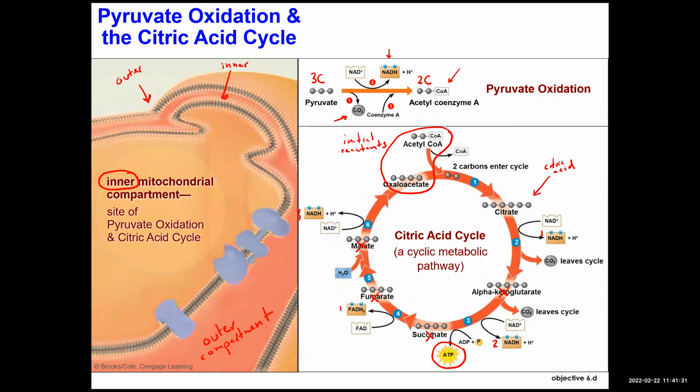So remember, this is a cyclic pathway. That means that one of our initial reactants is also our ultimate end product. If we don't reproduce oxaloacetate, this cannot continue. So we are going to make some ATP in the process of going through all of this. But our ultimate end product is oxaloacetate. If we don't remake that, we cannot keep doing the cycle. We won't be able to make any more ATP.